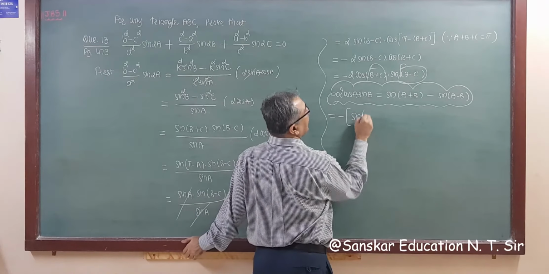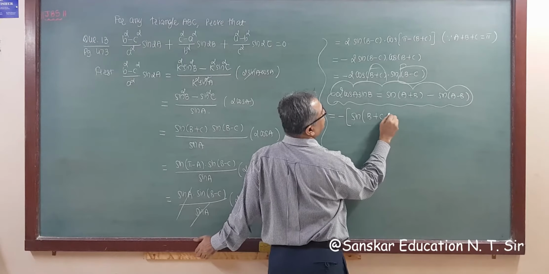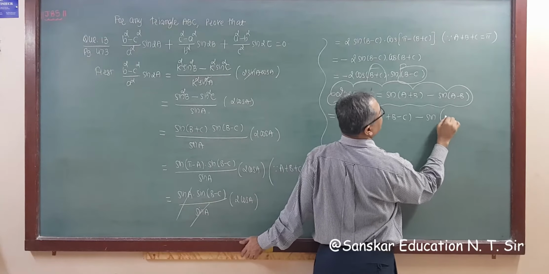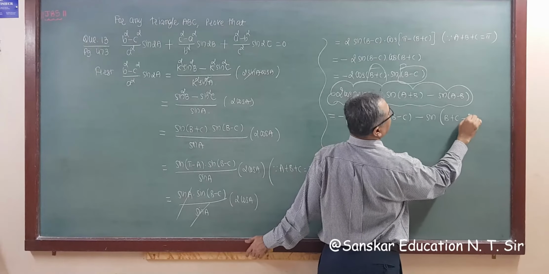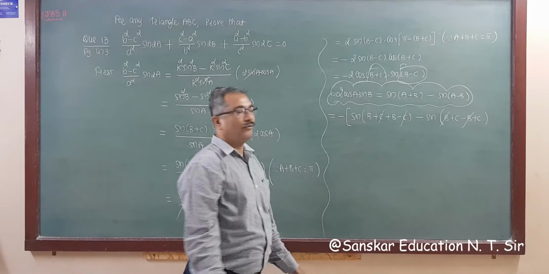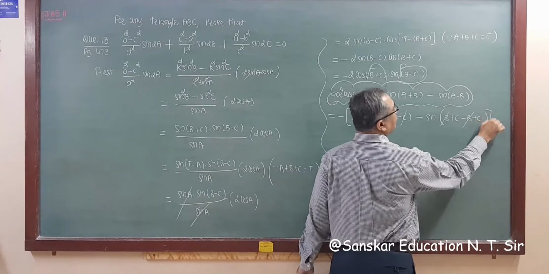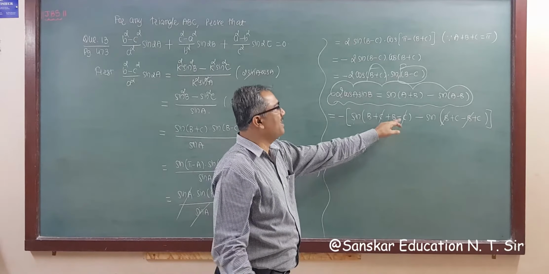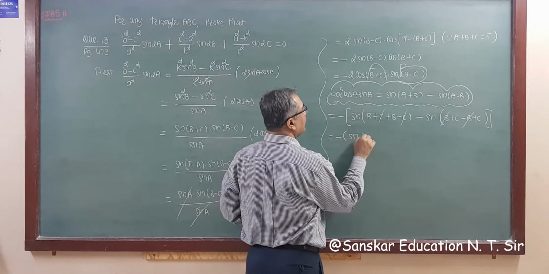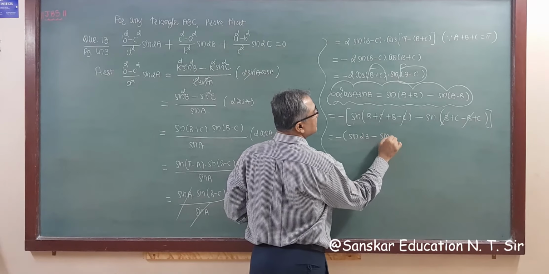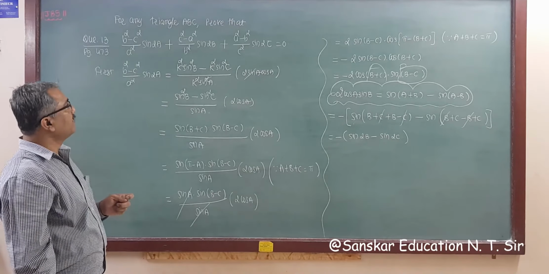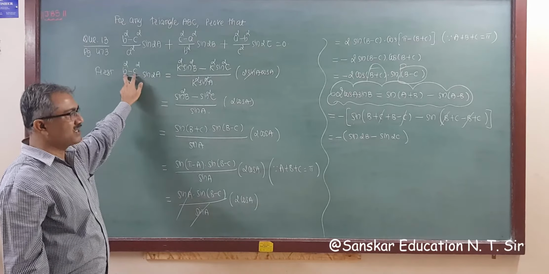Sine a plus b, that is b plus c plus b minus c, minus sine a minus b, that is b plus c minus b plus c. b cancel, c cancel. What we get? Sine 2b minus sine 2c. So answer will be minus sine 2b minus sine 2c. Answer will be minus sine 2b minus sine 2c.